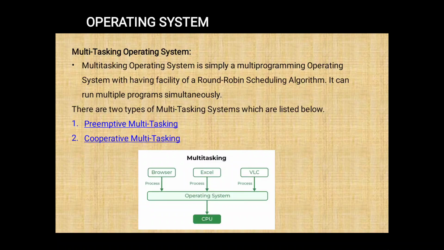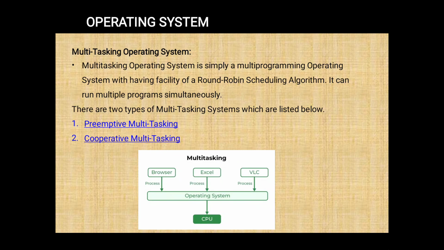Moving on to the next slide, multitasking operating system is simply a multi-programming operating system with the facility of a round-robin scheduling algorithm. It can run multiple programs simultaneously. There are two types of multitasking system which are listed below: preemptive multitasking and cooperative multitasking. Moving on to the types of multitasking system, we'll see simply what is multitasking operating system, which allows tasks or processes to execute concurrently on a shared basis.